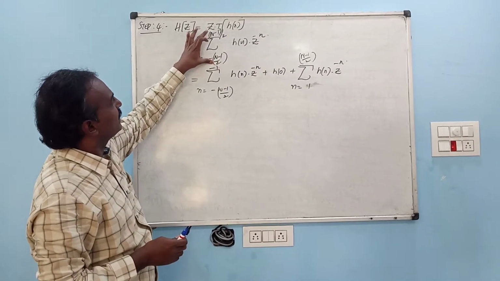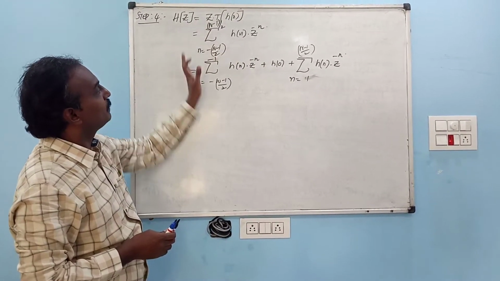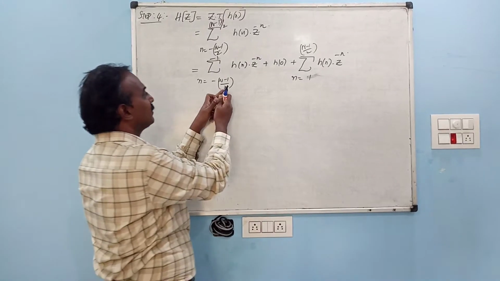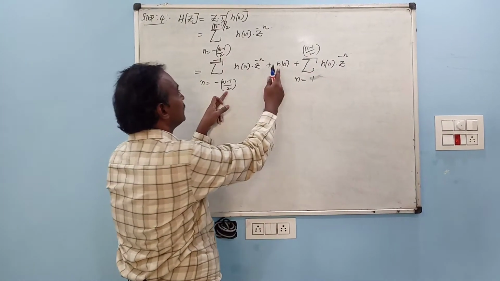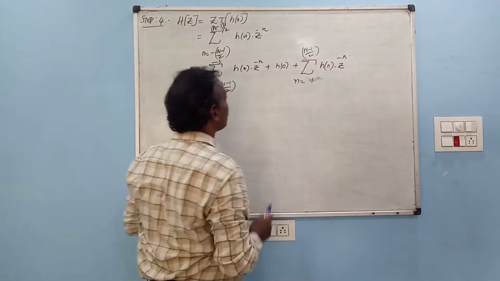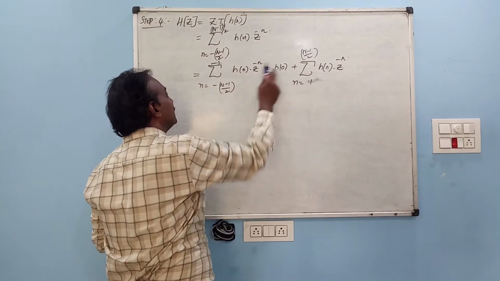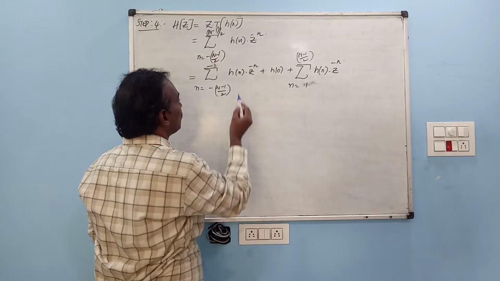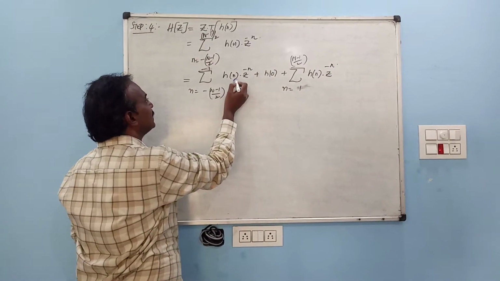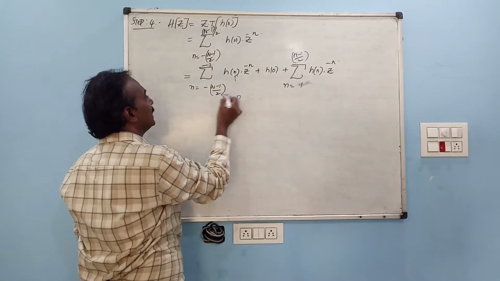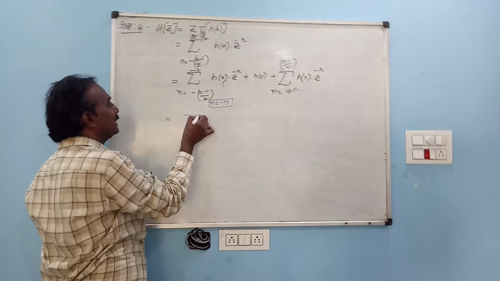Now this summation from minus (N minus 1)/2 to plus (N minus 1)/2, let me split this. That is from minus (N minus 1)/2 to minus 1, and at 0, and 1 to (N minus 1)/2. So when I substitute 0, h of 0 times z power 0 is 1, so it's simply h of 0. So what I am trying to do, if I put n is equal to minus n here, so what I will get is the summation.